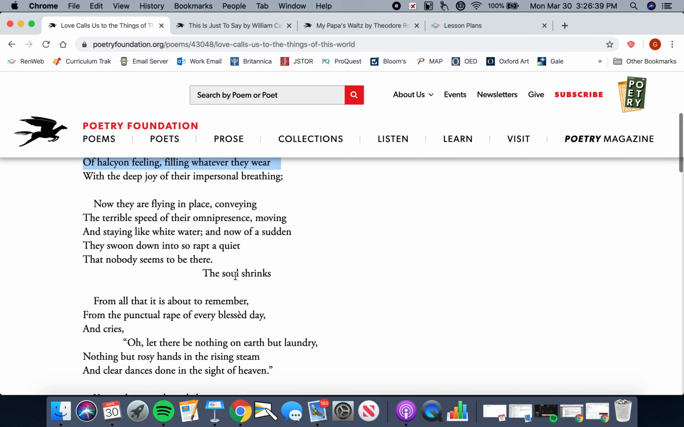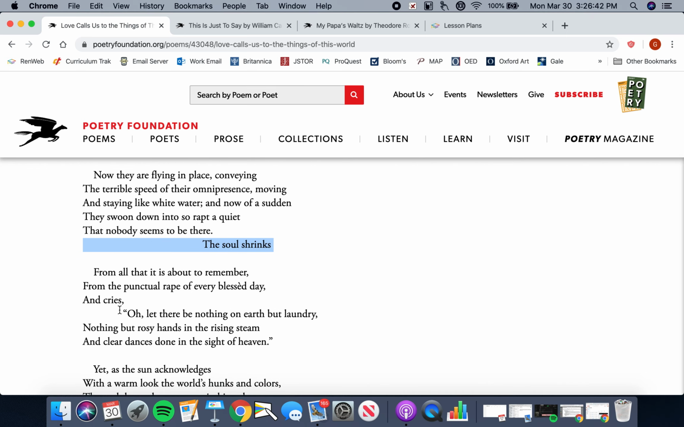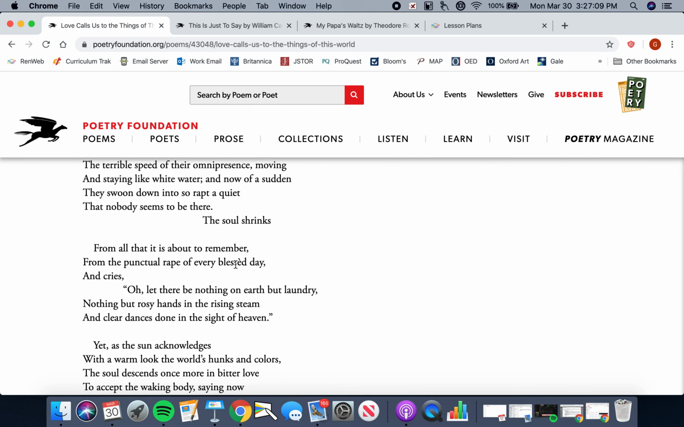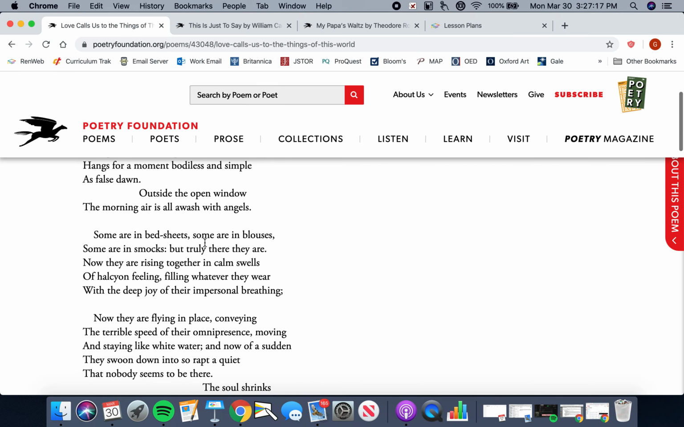And then after the soul shrinks, we get this cacophonous line: from the soul shrinks from all that is about to remember, from the punctual rape of every blessed day. That line sounds like a curse. Punctual, those hard consonants, and rape, obviously a very ugly word with that ugly APE sound. Ape, rape, of every blessed day. Again, these emphatic B sounds and the emphatic blessed day. It just sounds like a curse. So this is cacophonous. This is euphonic.